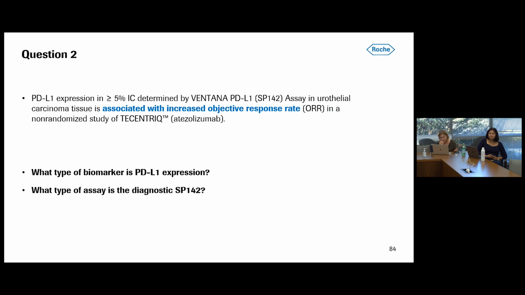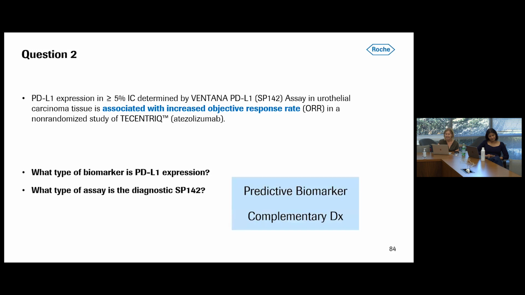So in this situation, PD-L1 expression greater than 5% IC is determined by a Ventana PD-L1 assay. It's associated with increased ORR in a non-randomized study of Atezo. So what type of biomarker is PD-L1, and what type of assay is the diagnostic? Okay, we have a good number, and about 60% have answered predictive biomarker and complementary diagnostic. Yay, 2 for 2. Excellent.